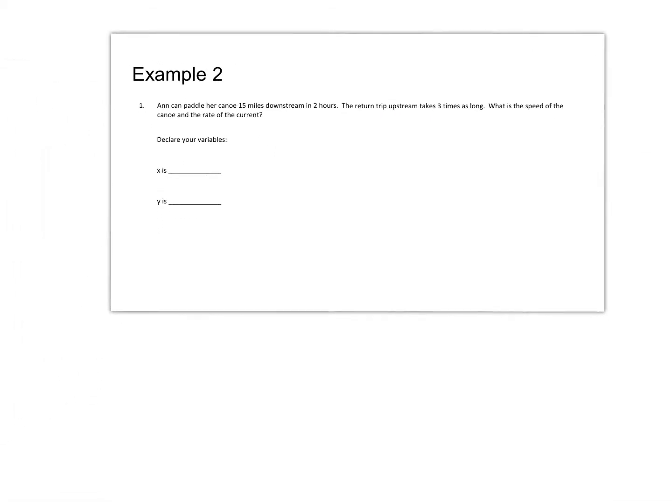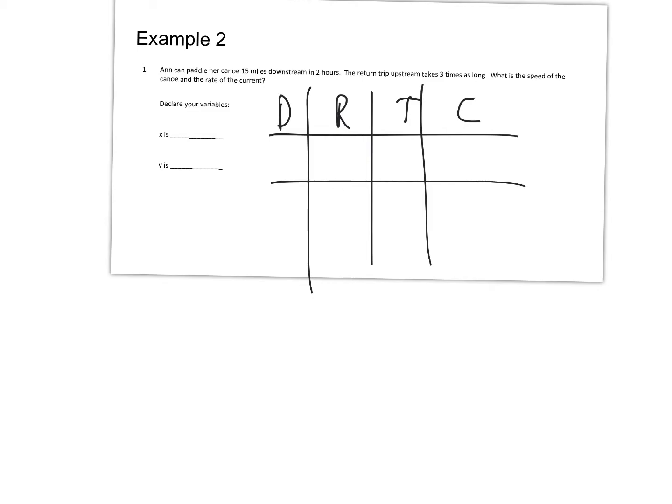All right, so here we go. Anne can paddle her canoe downstream. All right, so I always start with D, R, T, C. It's going to look like this. X is rate, Y is current.